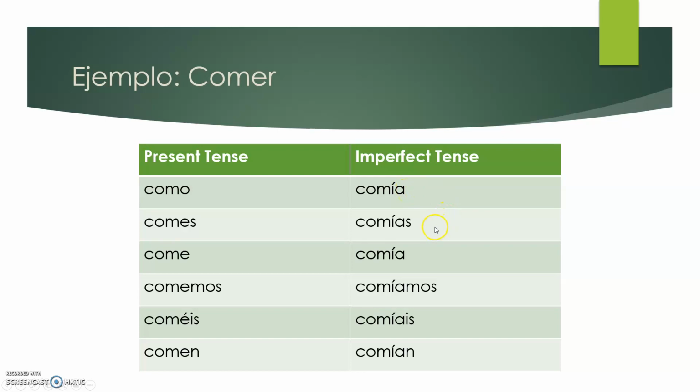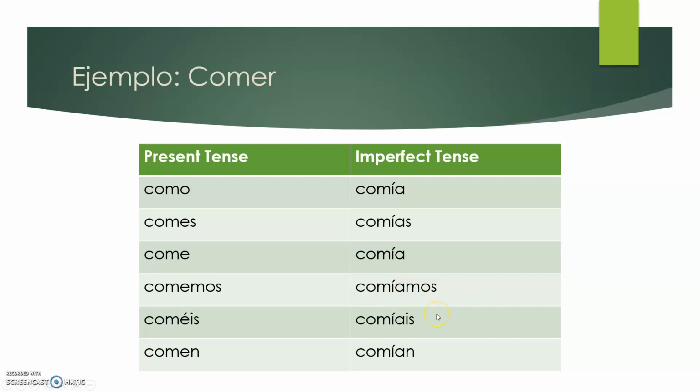Tú comías, which still has an S, just like the tú in the present tense, but it has an IA instead of an E. Comías. We have él, ella, and usted comía. Nosotros comíamos. Okay, so we still have a mos, just like the present tense nosotros, but we have the IA before it. Comíamos.